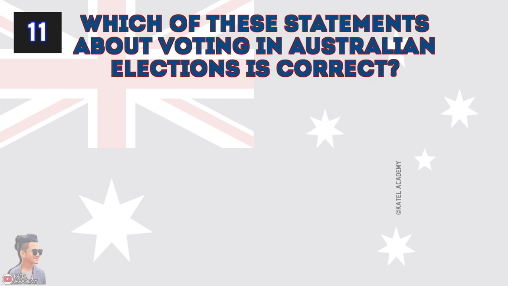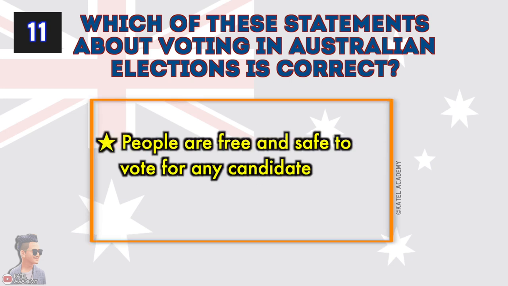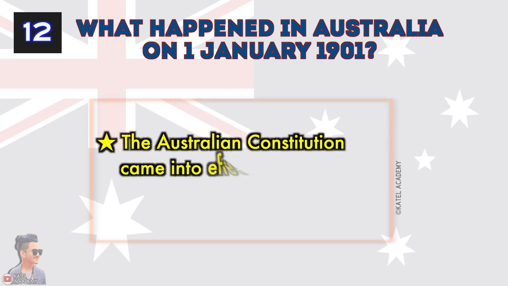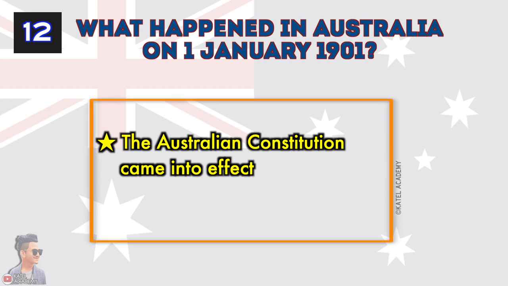Which of these statements about voting in Australian elections is correct? People are free and safe to vote for any candidate. What happened in Australia on the 1st of January 1901? The Australian Constitution came into effect.